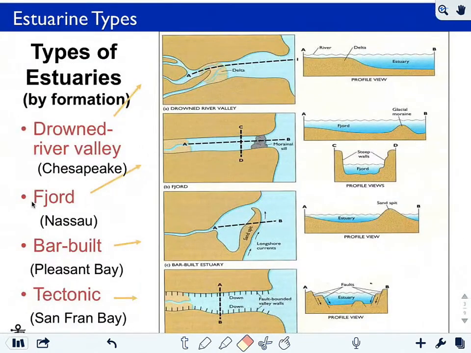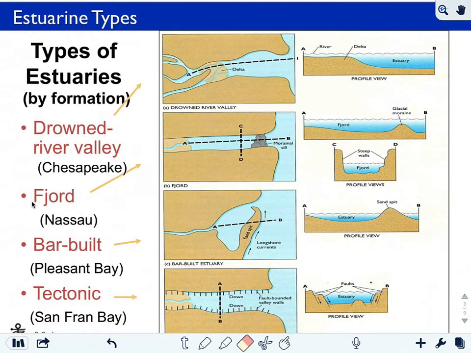There's four types of estuaries when we look at it from the point of view of their formation. So these are very long timescales. These are geologic timescales leading to the development of these estuaries, which can persist in some places for a very long time. In other places, estuaries in geological time come and go. The first is a drowned river valley. An example of that would be the Chesapeake.